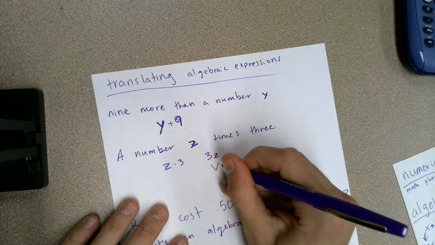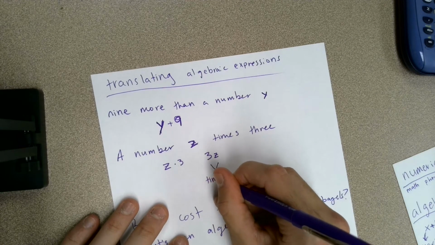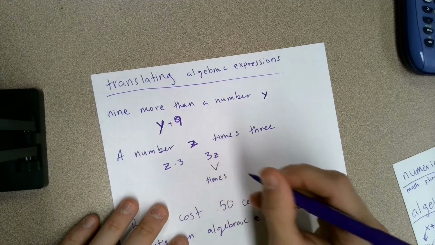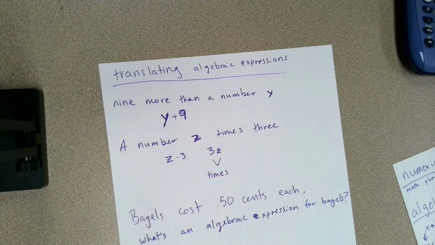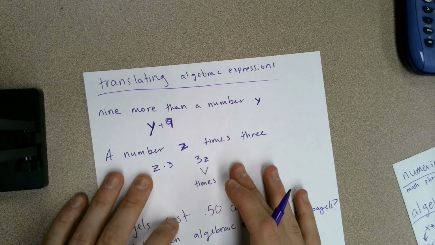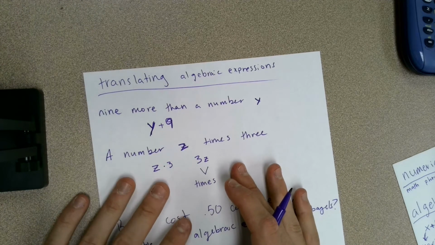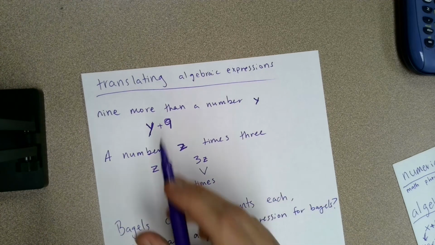Right now is your moment to remember. If there's just a number touching a letter, it means times. All right, sometimes these can be tricky because you don't know what certain words mean. But there's key words that you can find in them.